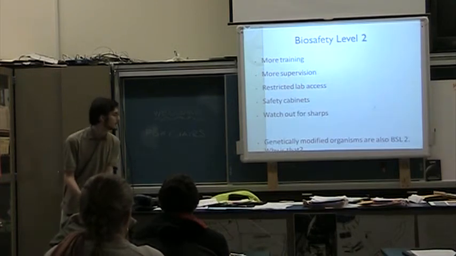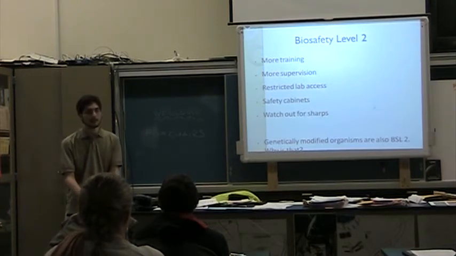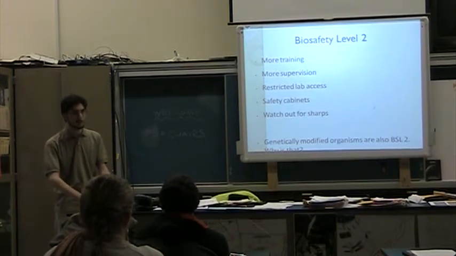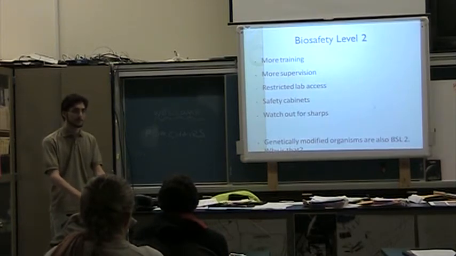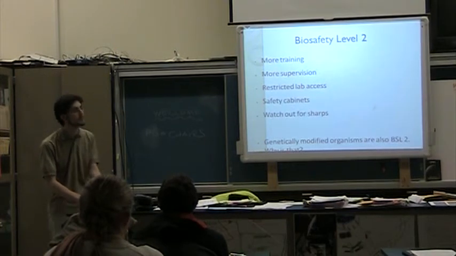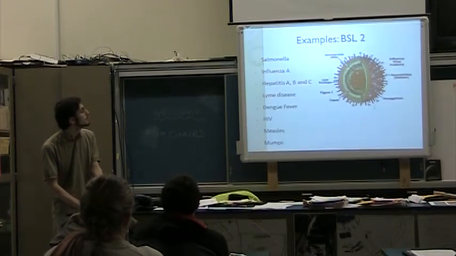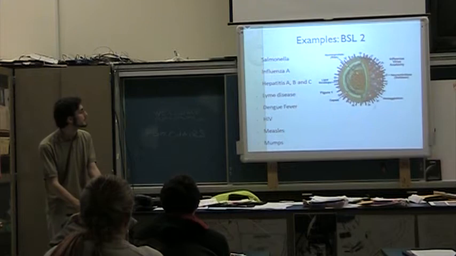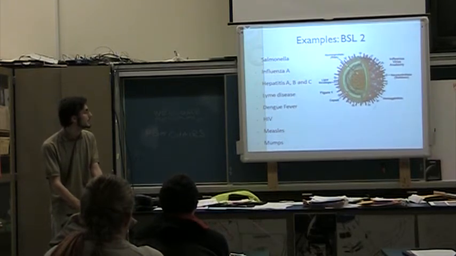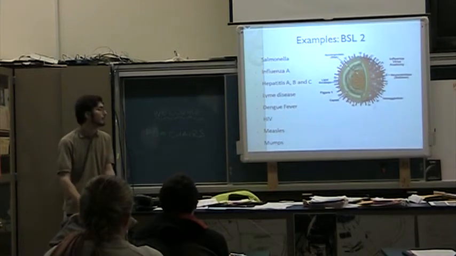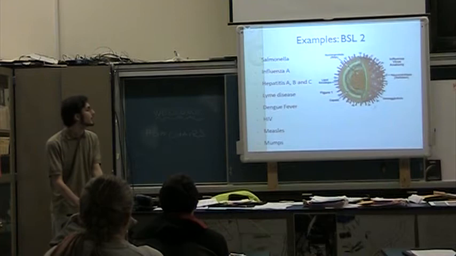Genetically modified organisms, like genetically modified plants and animals, are also considered biosafety level 2, because we don't want them to mix into the ecosystem and cause unforeseen results like cross-contamination of genomes. We have examples of biosafety level 2 organisms: salmonella, influenza, hepatitis, Lyme disease, dengue fever, HIV is one of them, measles and mumps. So we have some influenza right there and its structure.